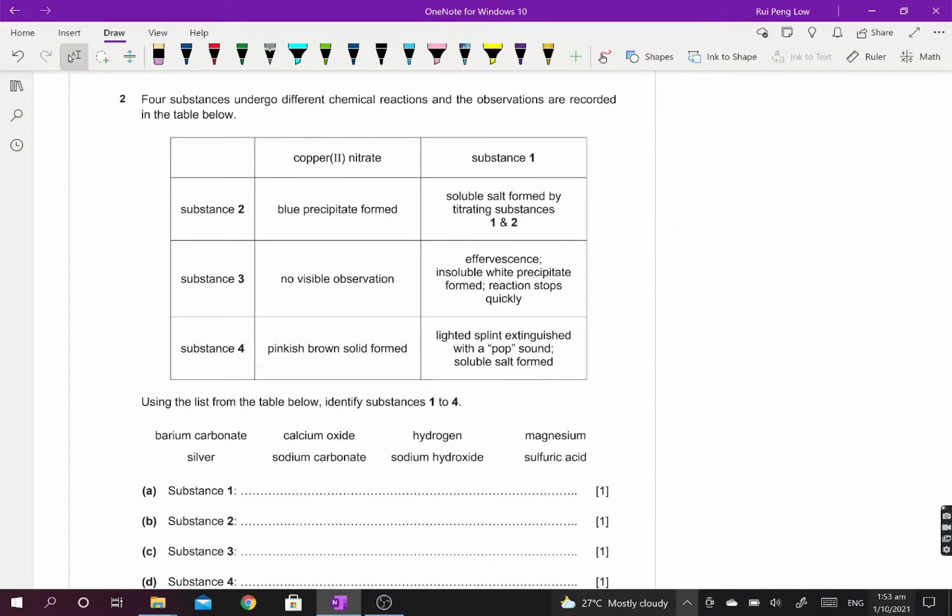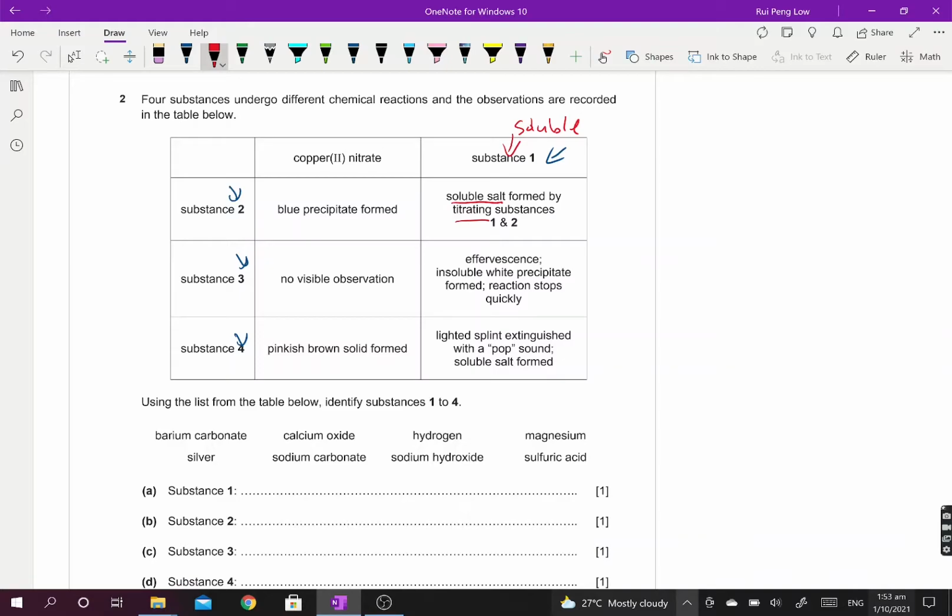Question 2. Four substances undergo different chemical reactions and observations are recorded in the table below. So we have copper nitrate and substance 1, 2, 3, 4. We are basically working on some Sudoku, so to speak. When substance 1 reacts with substance 2, a soluble salt is formed by titration. Okay, so this is also soluble. This is one of my clues.